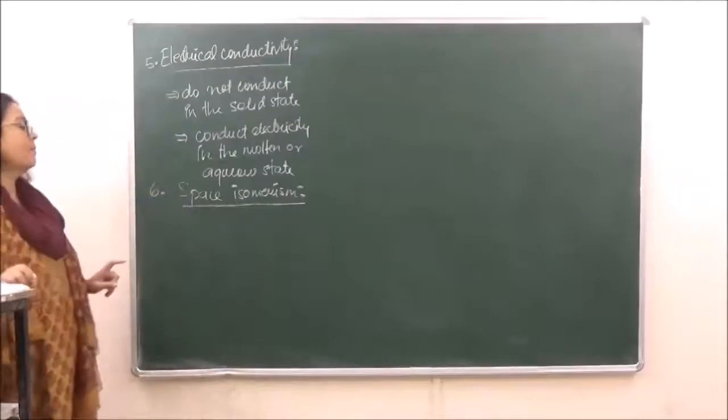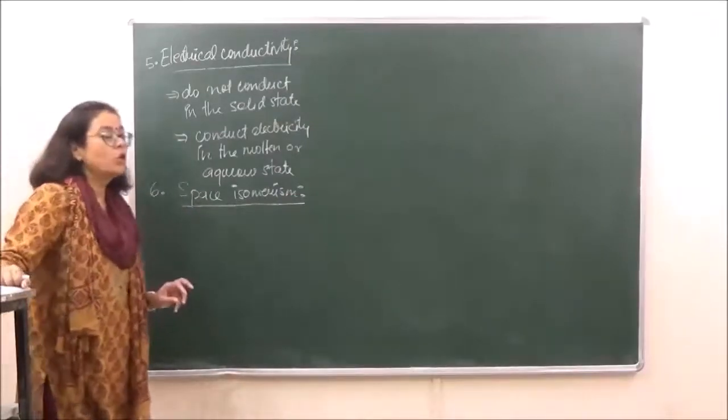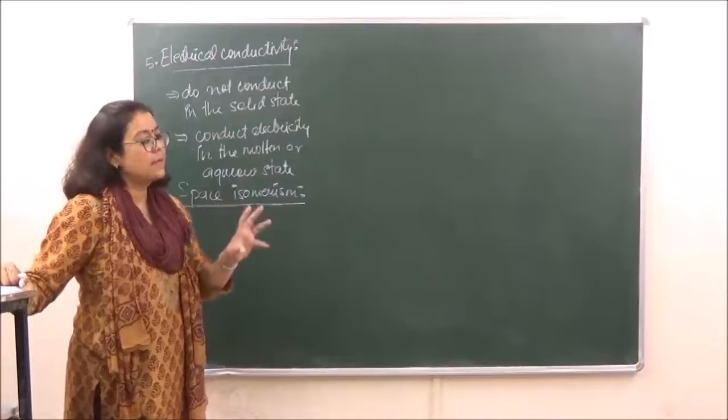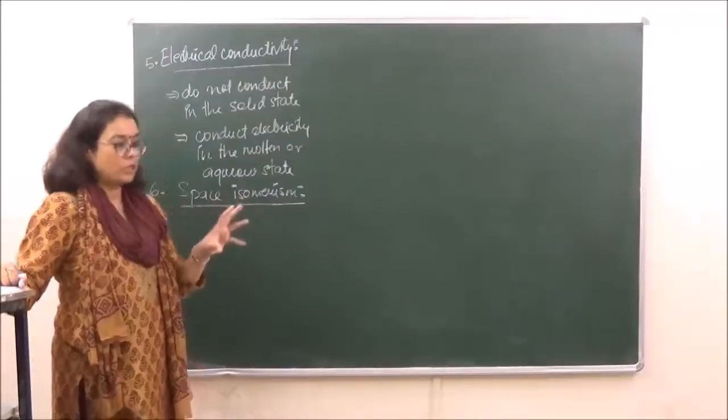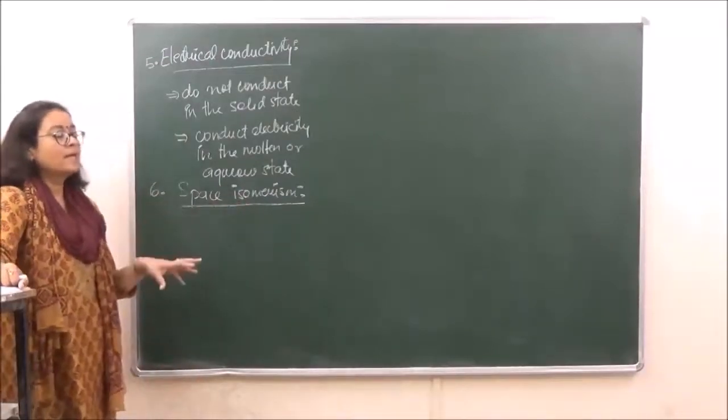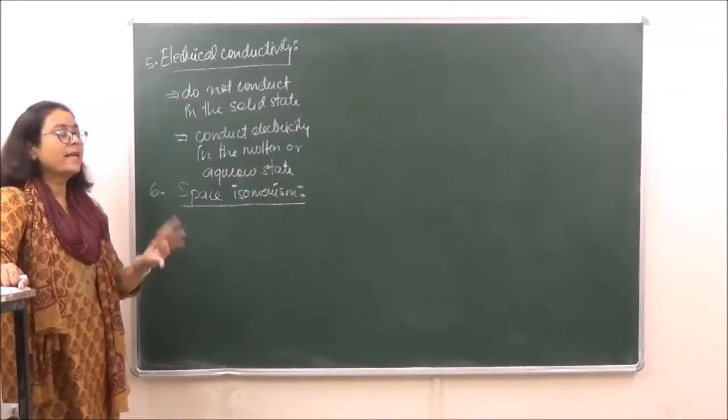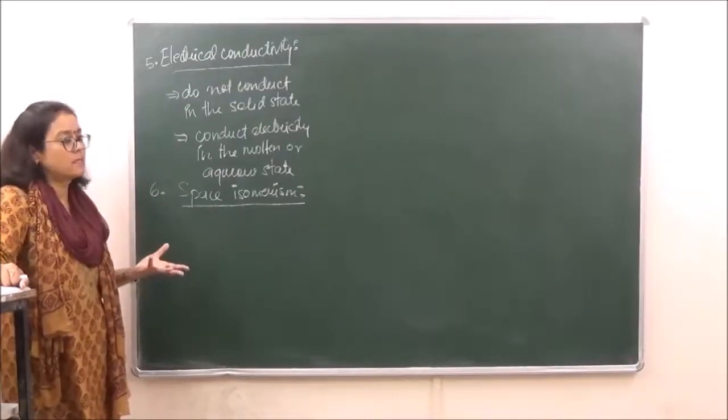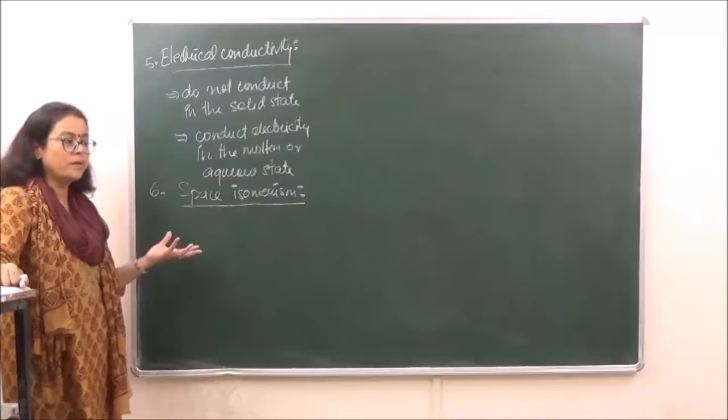What do we understand by space isomerism? Molecules which have the same molecular structure, but they are directed in different coordinates in space. That is what space isomerism is.